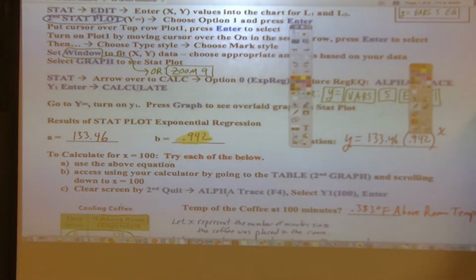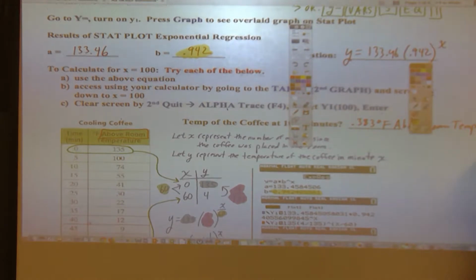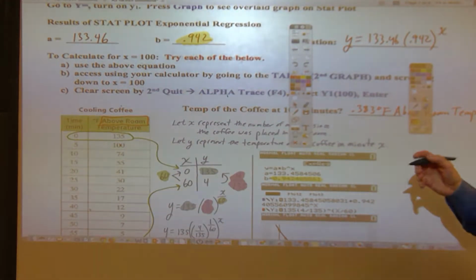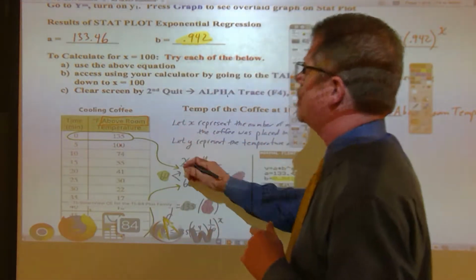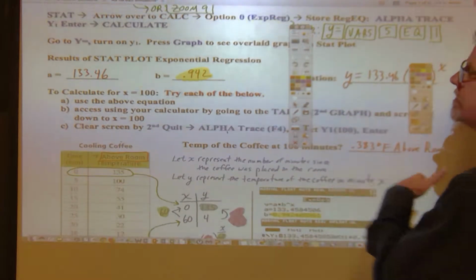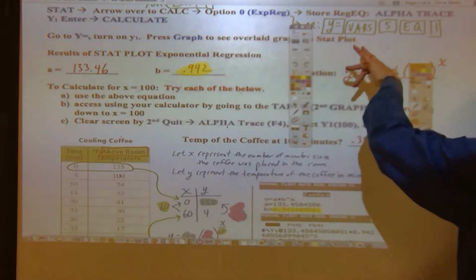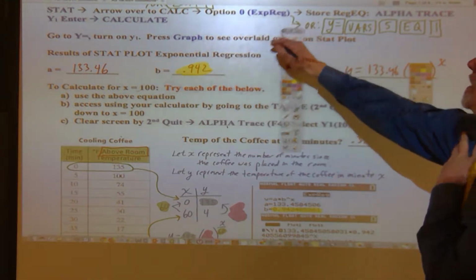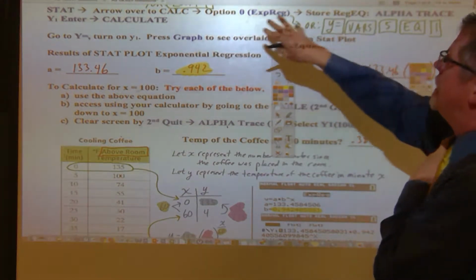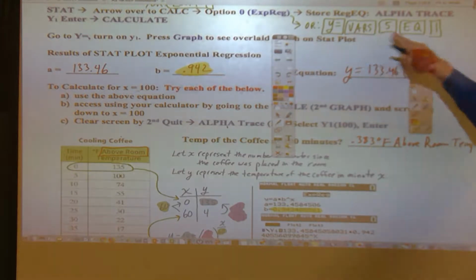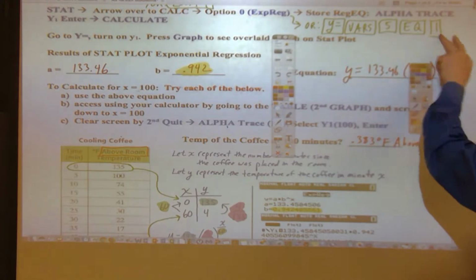So let's take a look at how to find the height of golf ball 100. Now, there's a couple of ways to do this. First of all, we'd like to store the equation in the y equals menu. So let's talk through some steps here in terms of storing the regression equation. After you've done stat calculate 0, the fastest way to store the regression equation is to go to the y equals menu, hit vars 5 eq1.